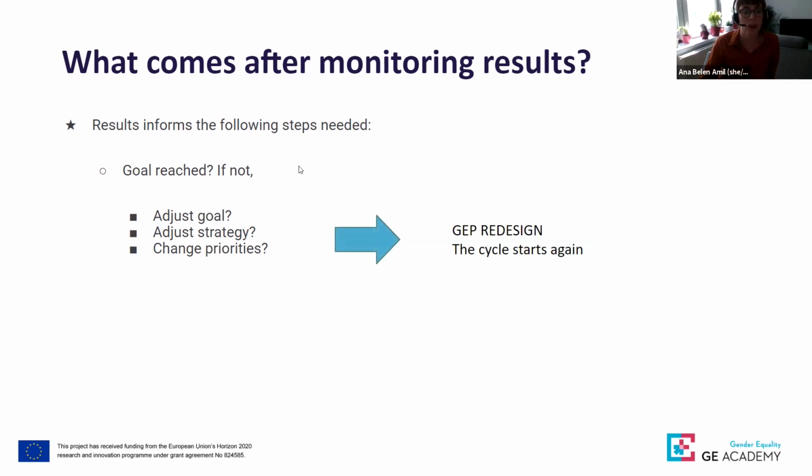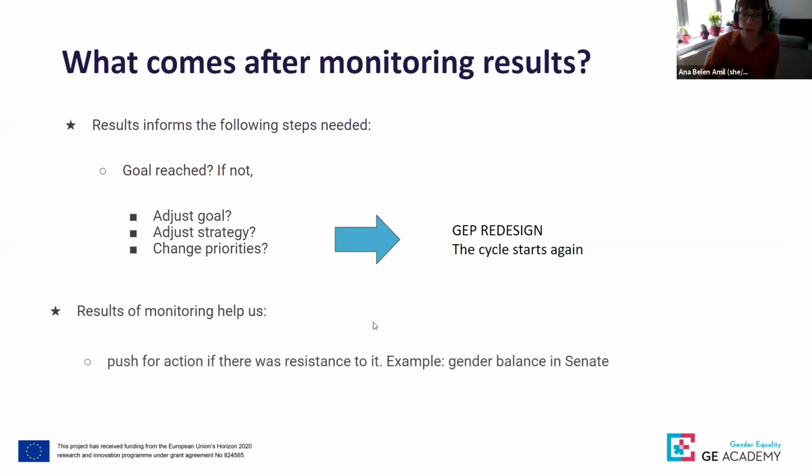So basically, when the goal is not reached or only partially, you will have to redesign your JEP. And the circle that Karim showed before, and I shared with you on the first day, starts again. So monitoring is not the last step. This is a circle. And after the monitoring, once we detect gaps in the implementation of actions and in the reaching of the goals, then we come back to our JEP and readapt and redesign, and the circle starts again. The results of the monitoring will help us push for action.